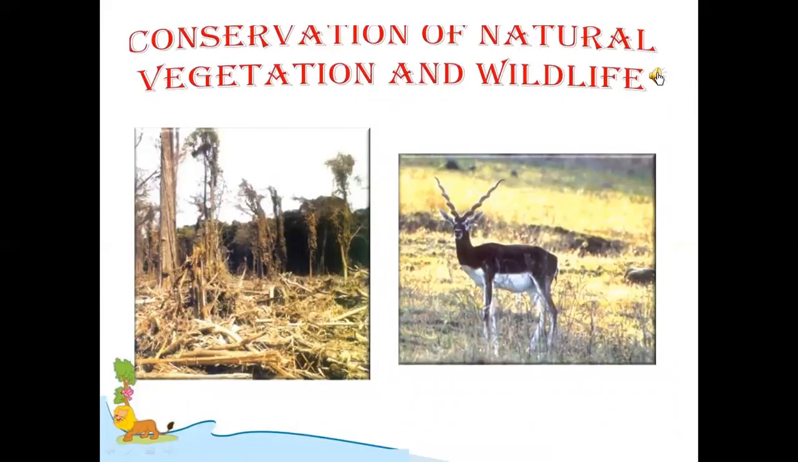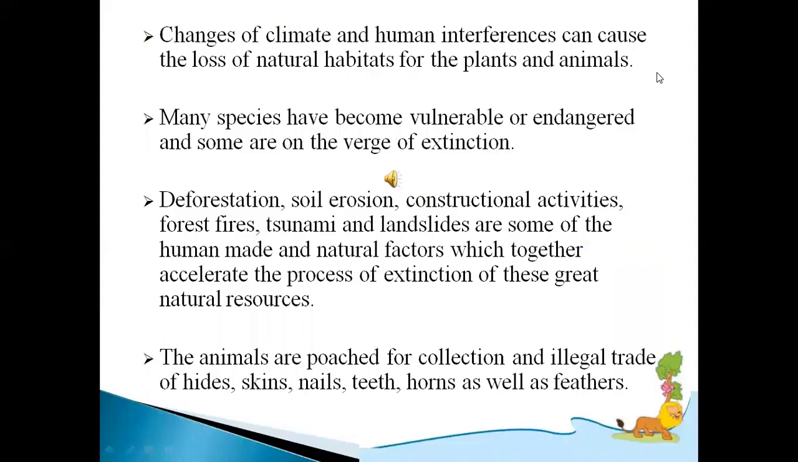Conservation of natural vegetation and wildlife. Forests are our wealth. Plants give shelter to the animals and together they maintain the ecosystem. Changes of climate and human interferences can cause the loss of natural habitats for the plants and animals. Many species have become vulnerable or endangered and some are on the verge of extinction.